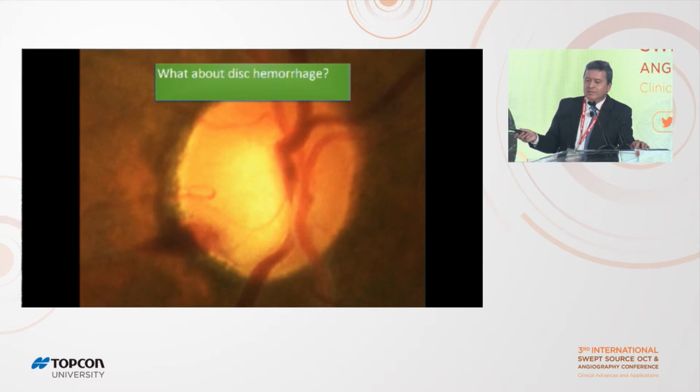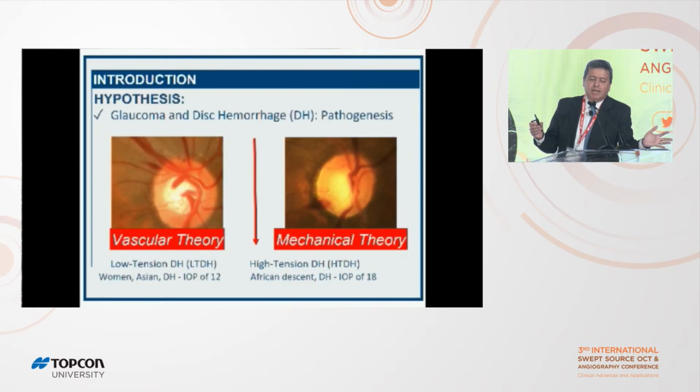We have a hypothesis that for some patients, the vascular theory would be more important than the mechanical theory, because some patients with normal tension glaucoma, so they do not have high intraocular pressure, still have disc hemorrhage, and this is quite usual for normal tension glaucoma. We have a lot of normal tension glaucoma patients in Brazil. The biggest Japanese community outside of Japan is in my city, São Paulo. So we are used to seeing normal tension glaucoma in Brazil.